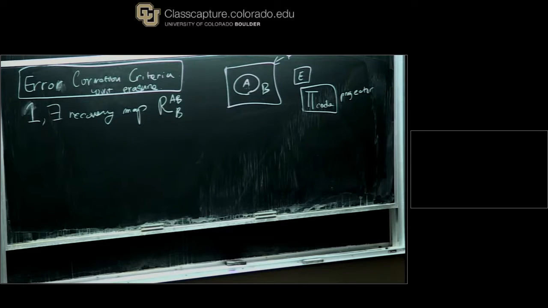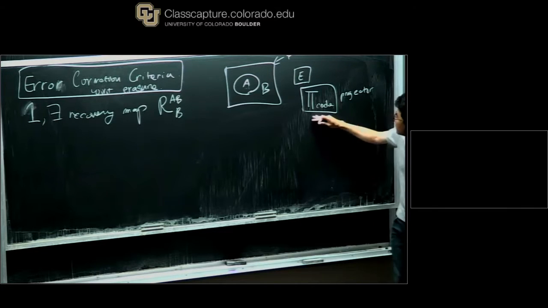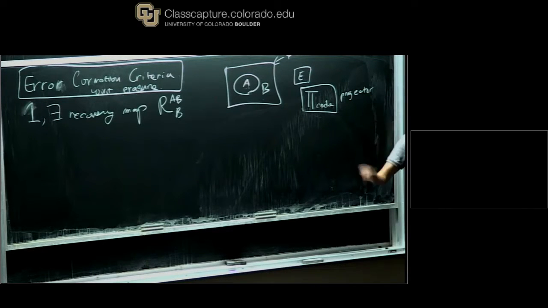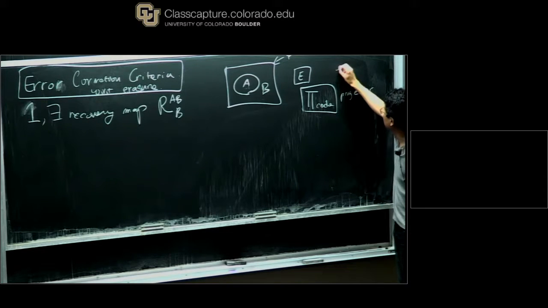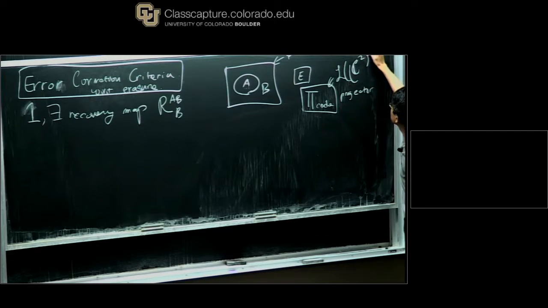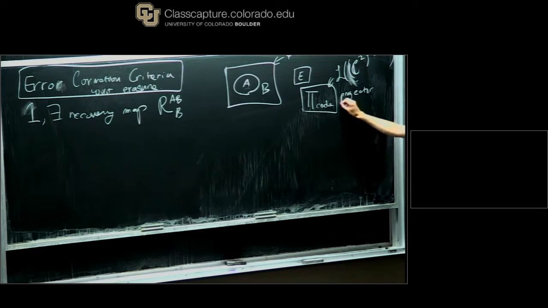This is the Hilbert space of the set of qubits. A, B denotes sets of qubits. Pi is an operator acting on that huge Hilbert space. So this is an operator acting on C 2 times A. I only consider subspace codes, nothing really fancier.